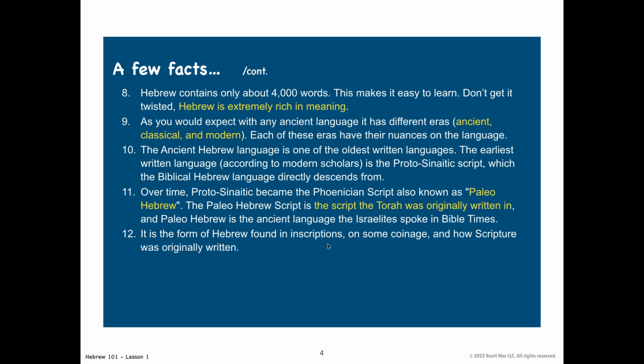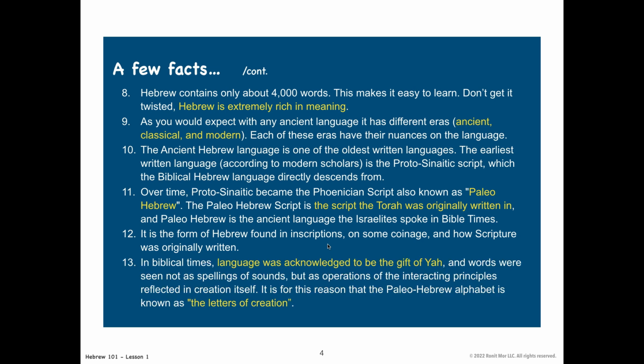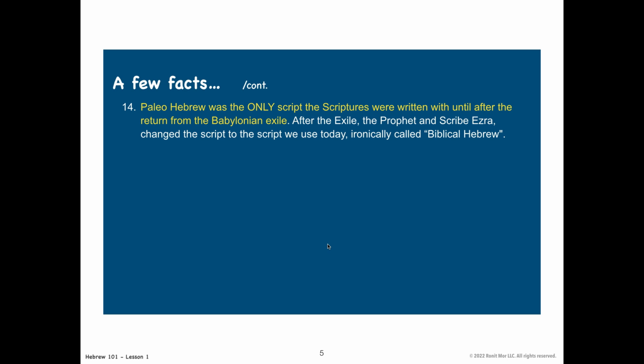In biblical times, language was acknowledged to be the gift of Yah, and words were seen not as spellings of sounds, but as operations of the interacting principles reflected in creation itself. It is for this reason that the Paleo-Hebrew alphabet is known as the letters of creation. Paleo-Hebrew was the only script the scriptures were written with until after the return from the Babylonian exile.